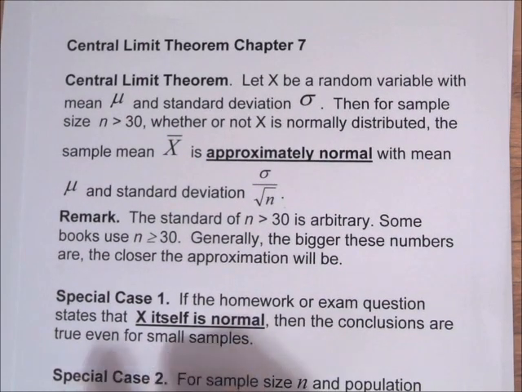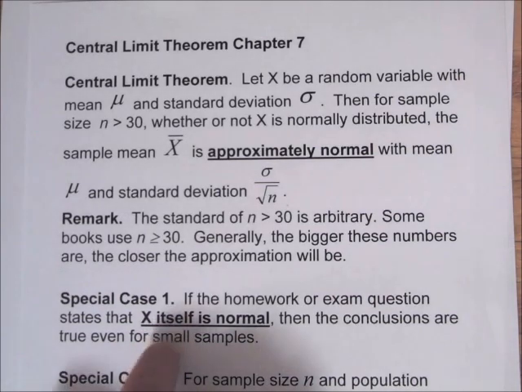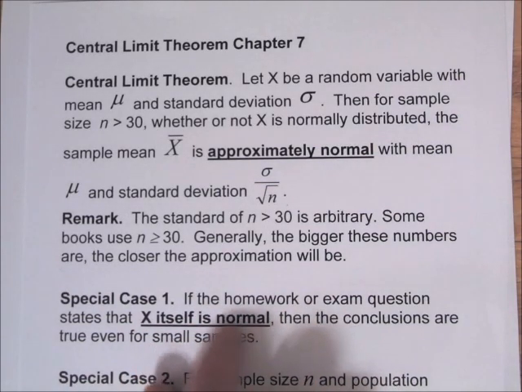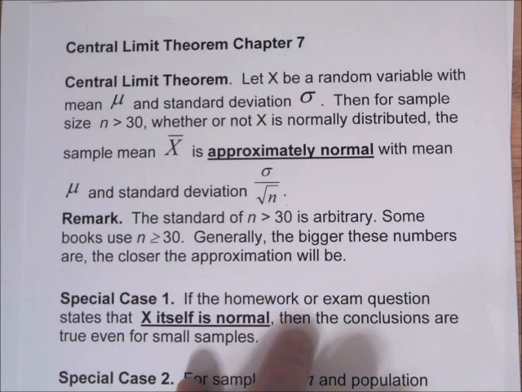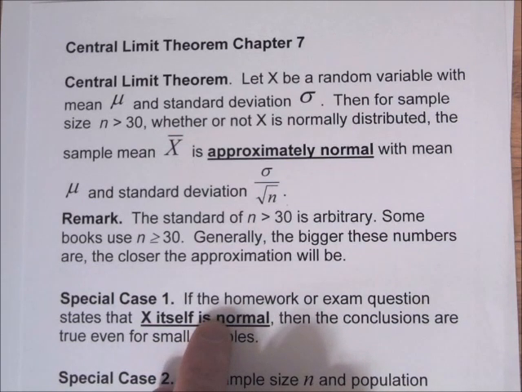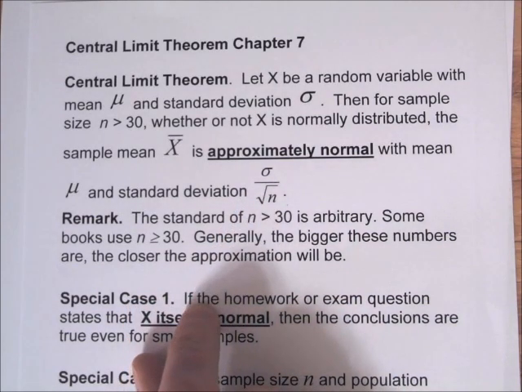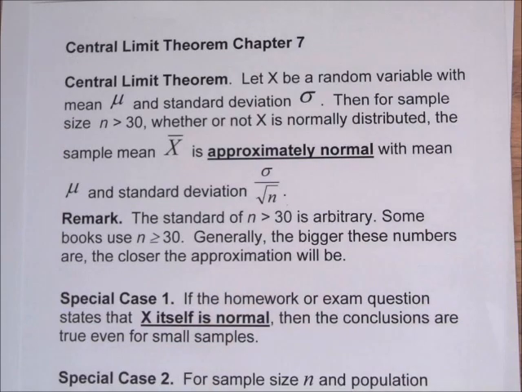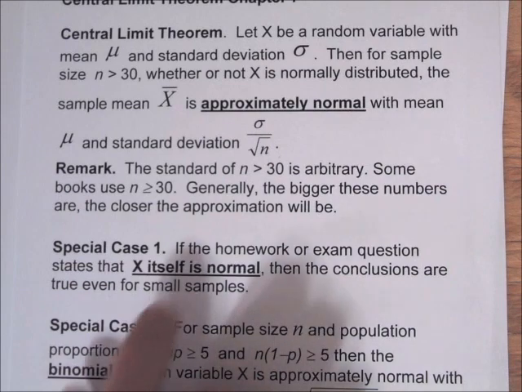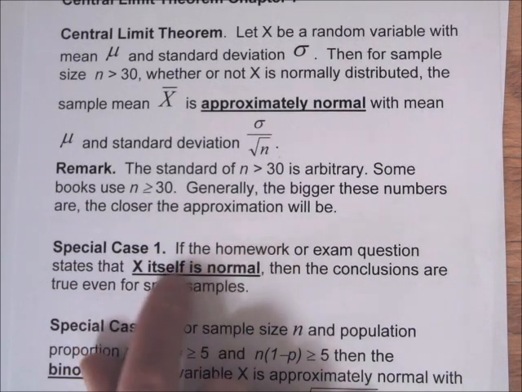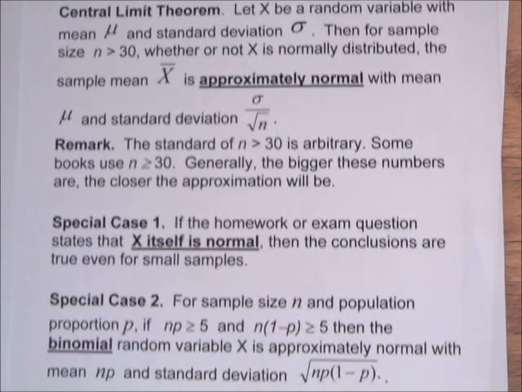Then there are several special cases. The first special case, if it's not exactly a special case, is that if the homework or exam question states that x itself is normal, then the conclusion is true even for small samples. So if x itself is normal, even if you have a sample size 1, sample size 2, sample size 3, the sample mean is going to be normal. And usually, if that's the case, the homework or exam question will state that x itself is normal.